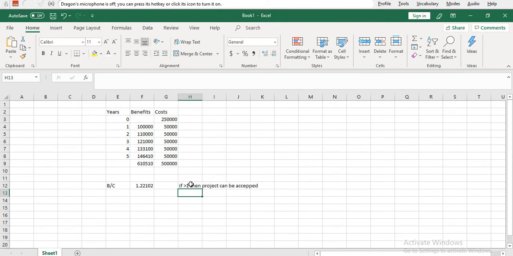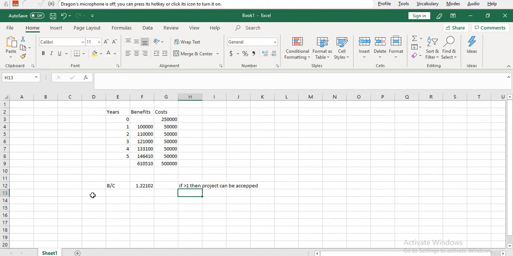Why can it be accepted? When the value is greater than 1, it means that the project definitely yields some sort of benefit to the organization after 5 years. Okay, so this is a direct value net. Directly we have calculated all those things, right?